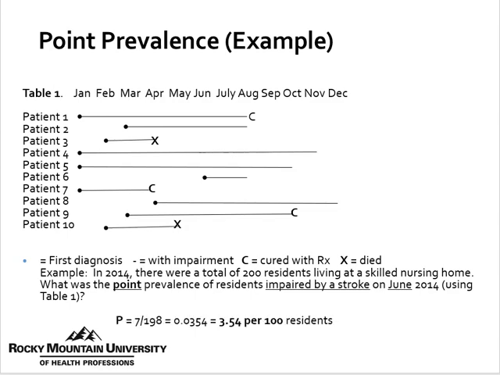Did you get this? If we go to 2014, go down the list, we're looking at the point prevalence of those impaired by stroke. We see 1, 2, 3, 4, 5, 6, 7. So we have 7 people. We have to then decrease our overall number because of 2 that have passed away. So 7 divided by 198 gives us a number, and then we can make it per 100 residents. So 3.54 per 100 residents are impaired by stroke. That would be the point prevalence data.